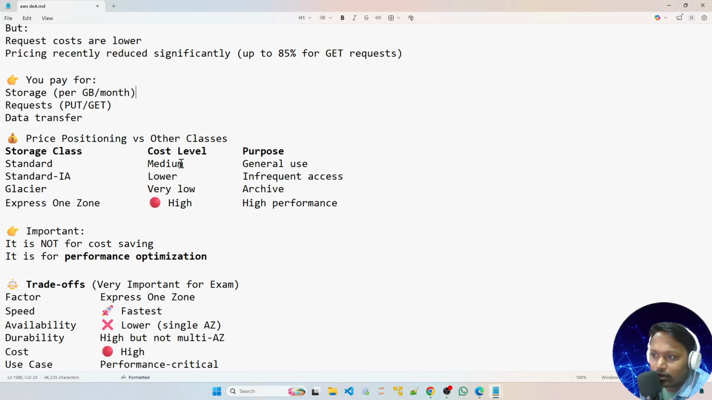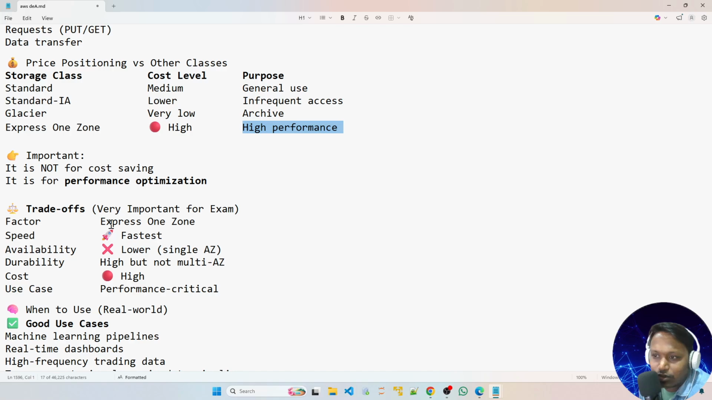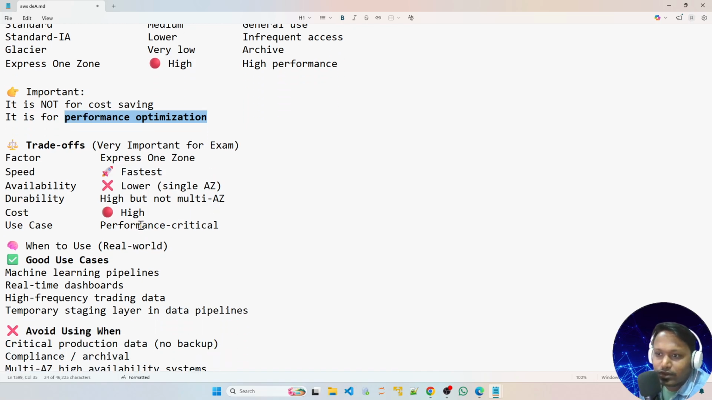So here is the comparison chart, price positioning versus other classes. For Standard, its cost level is medium, purpose is general use. For Express One Zone, cost is very high, but its performance is very high. So it is not used for cost saving, but for performance optimization. Trade offs: Express One Zone is the fastest. It has lower availability since it's using a single AZ. Durability is high, but not multi AZ. Cost is high, but its use case is performance critical applications where low latency is very required.